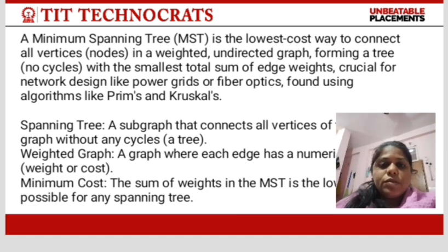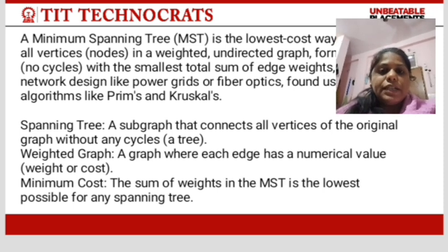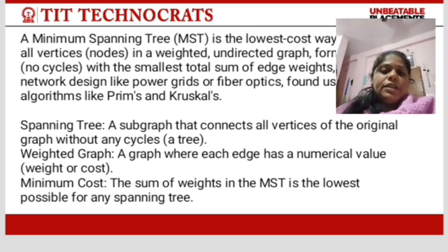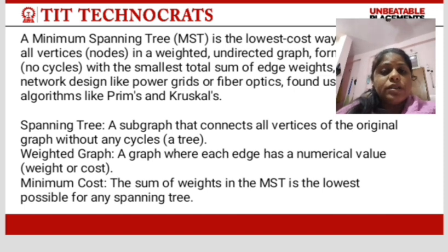So a minimum spanning tree is a subgraph that connects all vertices of the original graph without any cycle. Basically, the spanning tree should contain all vertices in a graph, and it should contain V minus 1 edges. For example, if the total number of vertices is 5, then edges equal 5 minus 1, which means 4 edges. That is a spanning tree.